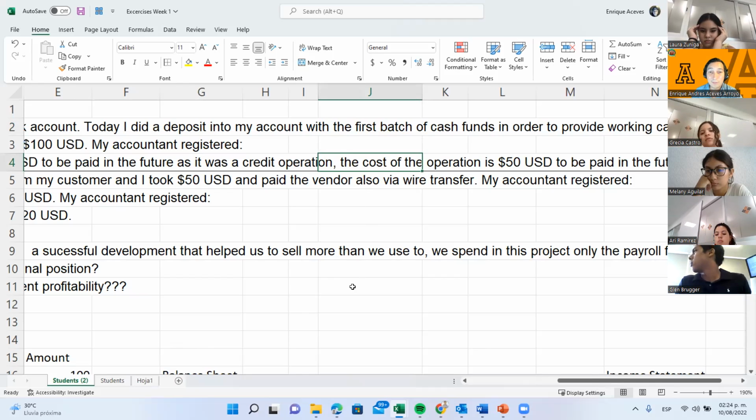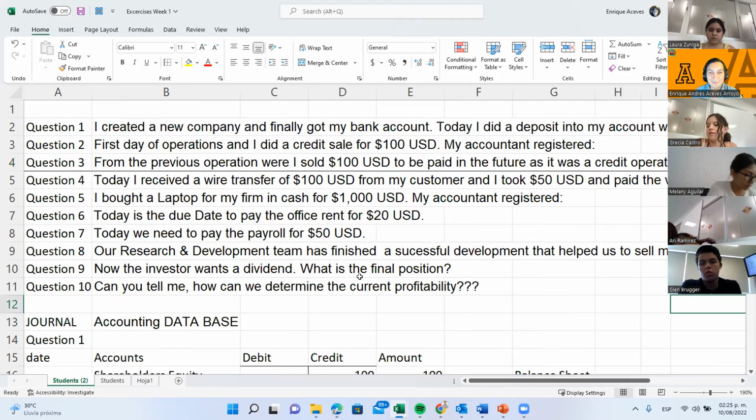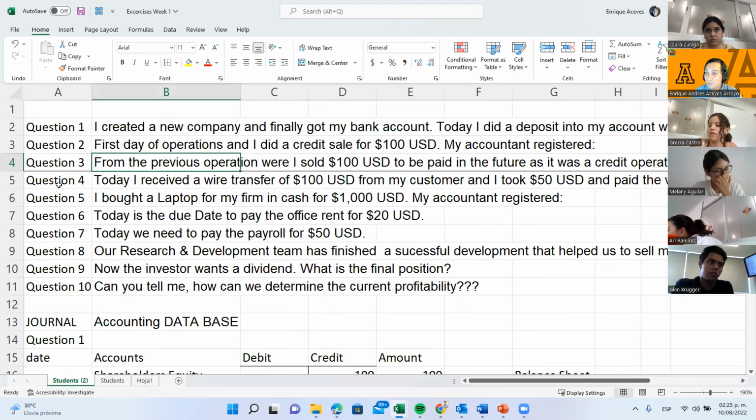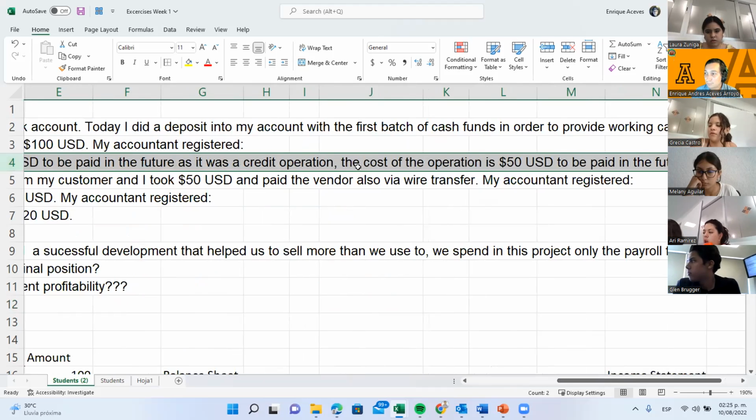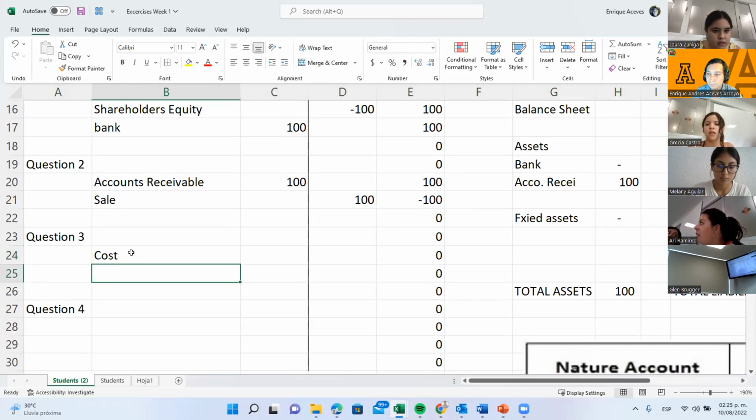What are the elements of the profit and loss statement? Income, cost, and expenses. Cost increases in debit. Expenses increase in debit. So income increases in credit. This operation is what? It's a cost. Of how much? $50. So we have cost. Does cost increase with debit or credit? Debit. With debit. And what is the credit of that cost?